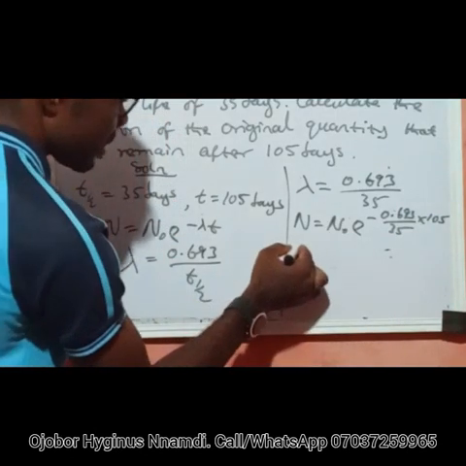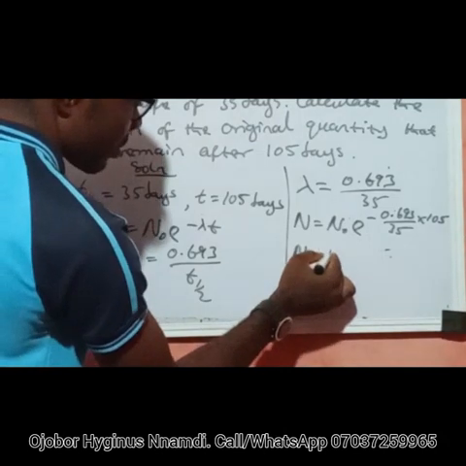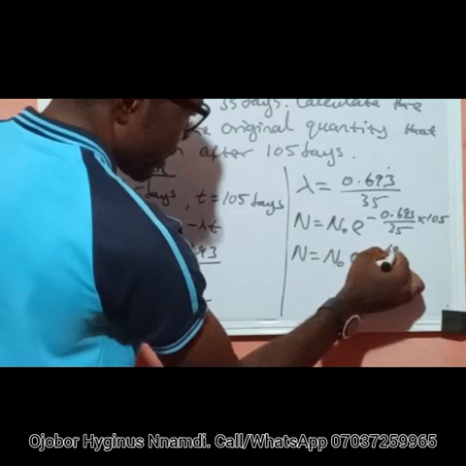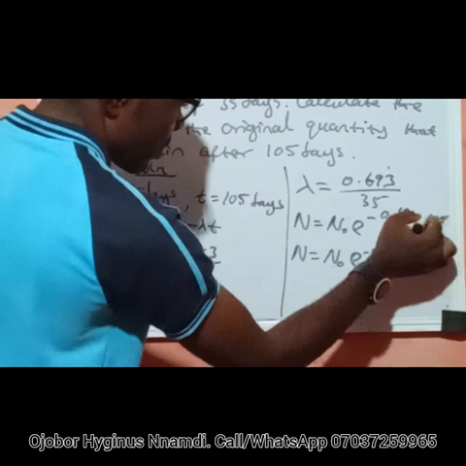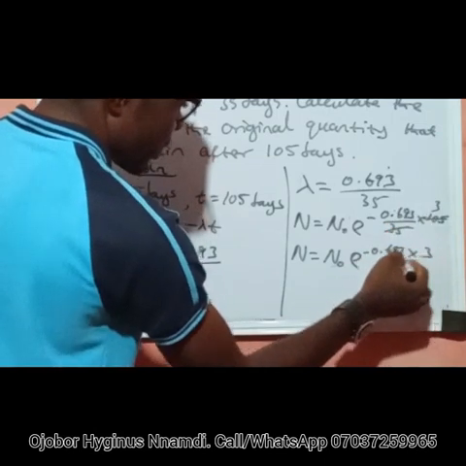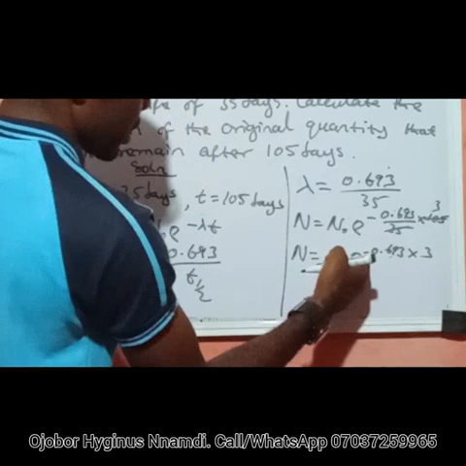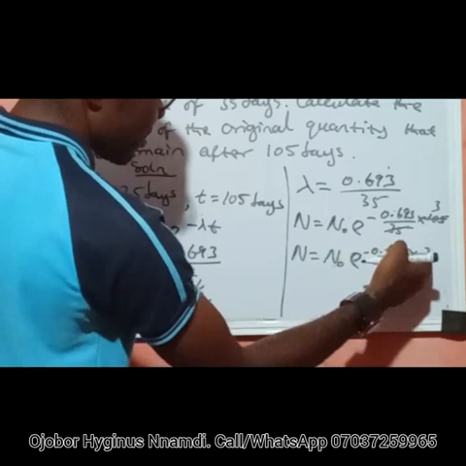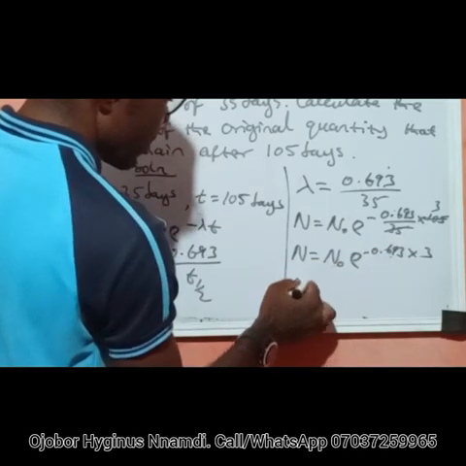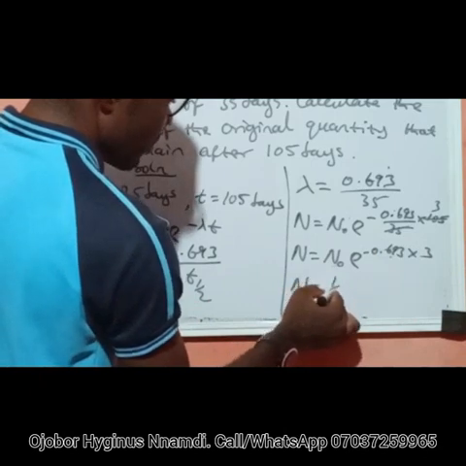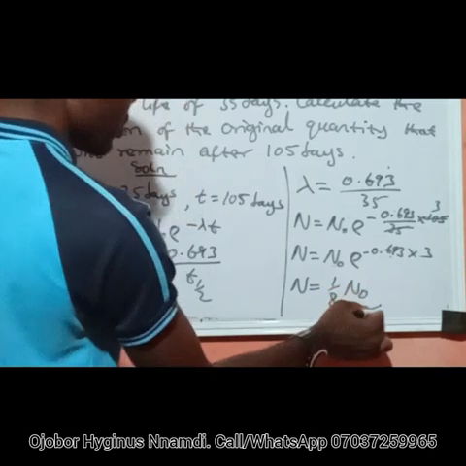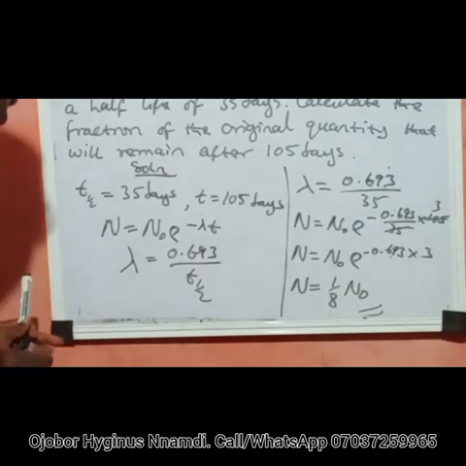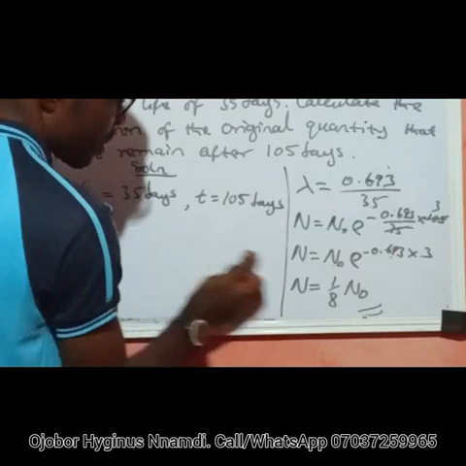So this is going to give us N equals N naught exponent minus 0.693 over 35, we divide 105 by 35 to give us 3, then times 3. And if you punch exponent raised to power minus 0.693 times 3, you are going to have 1 over 8. So we have 1 over 8 N naught also. So whichever one you want to use, you can still do that. Alternatively, we can even solve it without a formula. So let us see how we can do that.